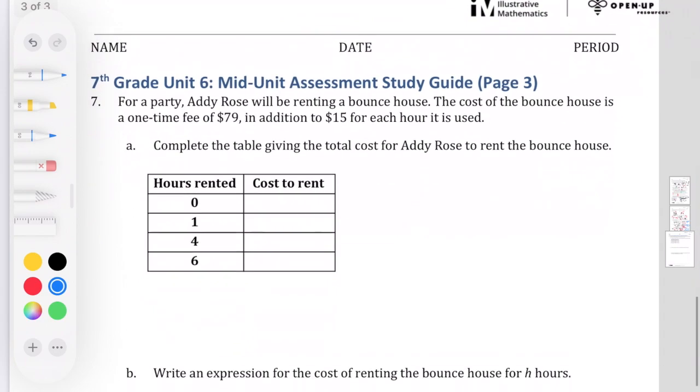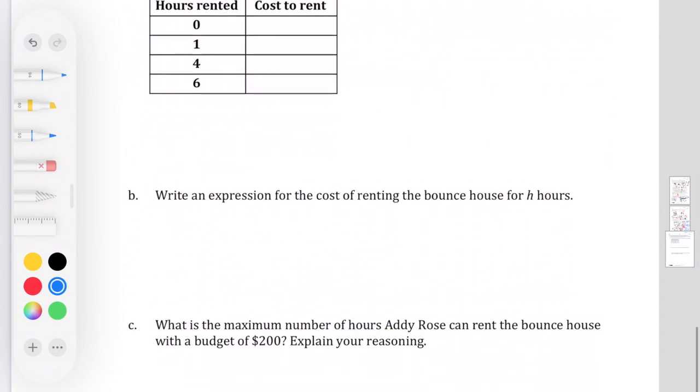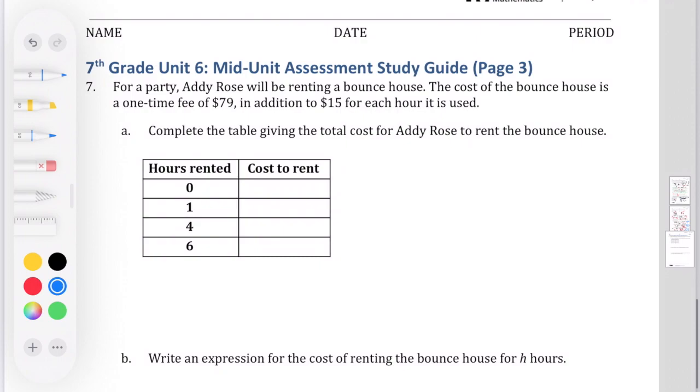Now, number 7, we have part A, B, and C. For a party, Addie Rose will be renting a bounce house. The cost of the bounce house is a one-time fee of $79 in addition to $15 for each hour it is used. So part A, we're going to complete the table, giving the total cost for Addie Rose to rent the bounce house for 0 hours, 1 hour, 4 hours, and 6 hours.